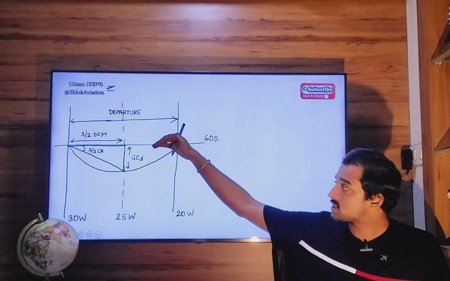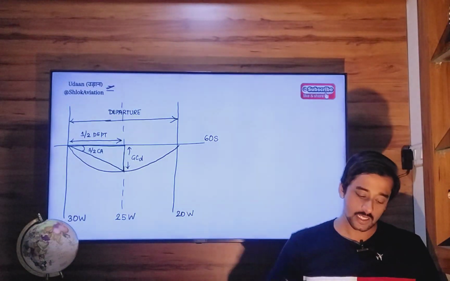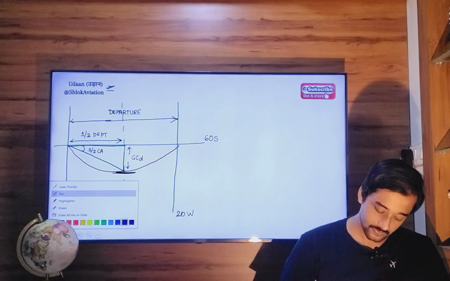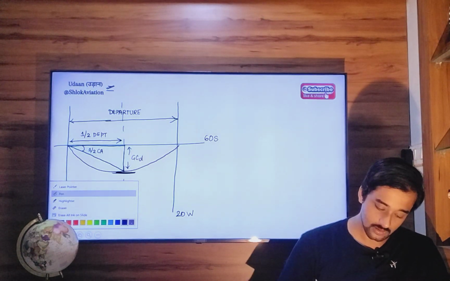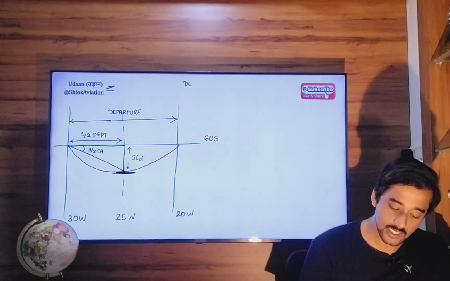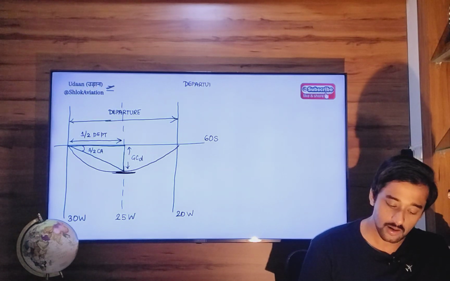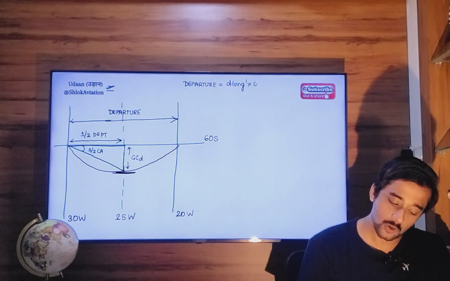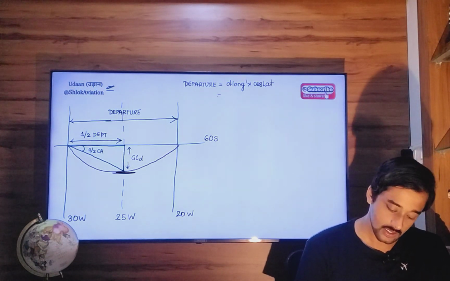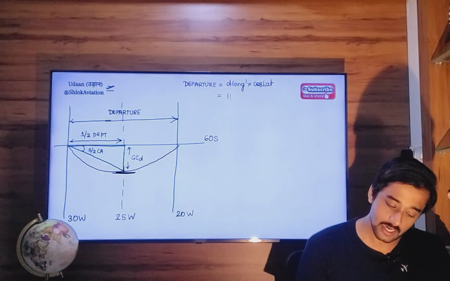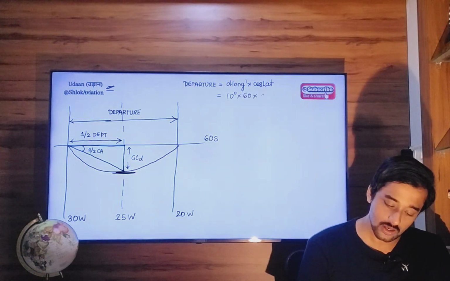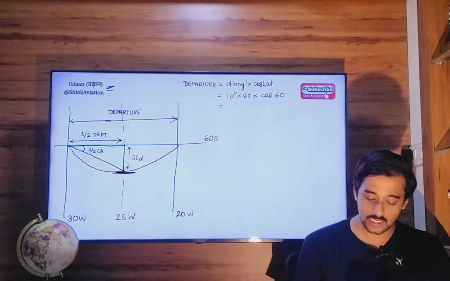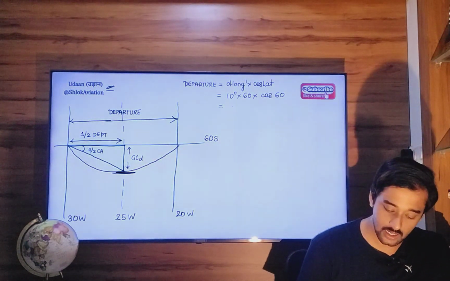We know this latitude is 60 south. We have to find this latitude where the top of the great circle is achieved. So let's find out departure. Step 1, departure equals rhumb line distance: d long in minutes into cos lat. So 30 west, 20 west, 10 degrees multiplied by 60 into cos 60. 10 into 60 into cos 60 is 300 nautical miles.